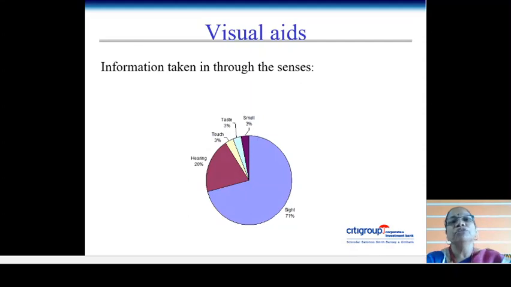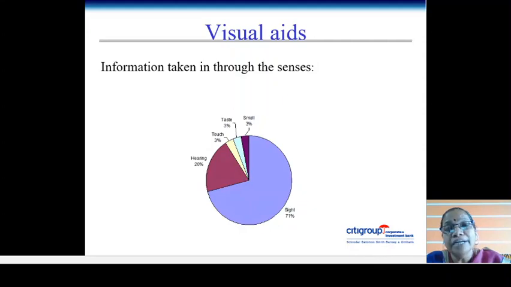The use of visual aids is also very important in a presentation. Why visual aids? Someone may ask me why one should use visual aids. The answer is information taken in through the senses, and the percentages are given here on the slide.